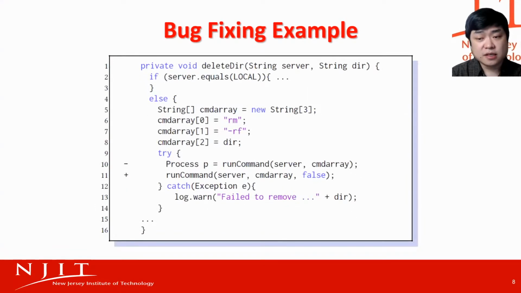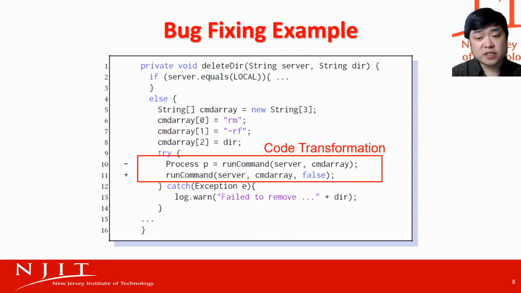As you can see, in this piece of code, the buggy line is line 10. The reason to fix this line is that there is already a try-catch statement that can return error messages. It is not necessary to define one more variable, process P. Also, the method called runCommand requires 3 parameters and line 10 provides only 1.